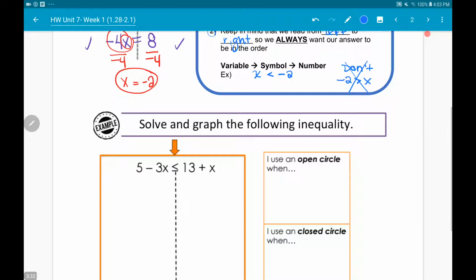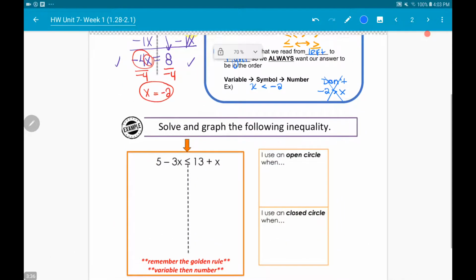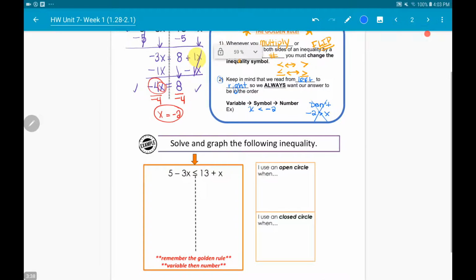So I'm going to take a look at this example. If you notice, it's exactly the same as the example above. So I'm going to zoom out a little bit so we can see the work that we did. All right, so my first step that we did was subtract 5 on both sides. That's still the same. I bring this down. Then the next thing we did was subtract 1x. Again, that's still the same.